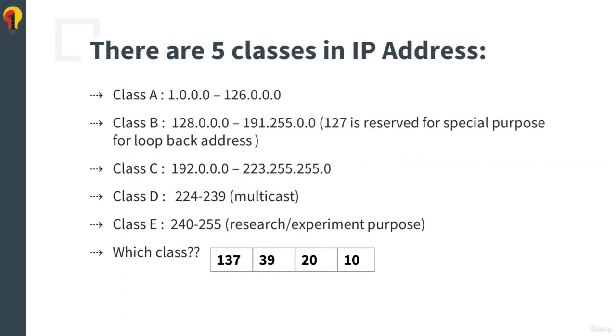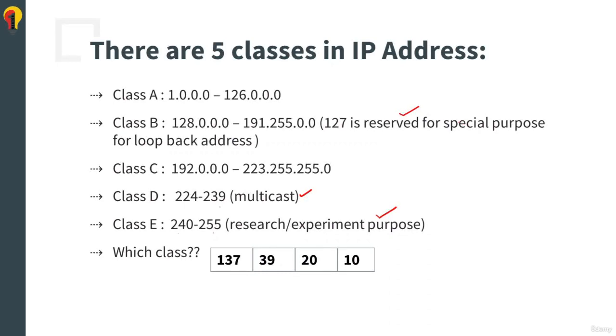There are 5 classes in IP address. Class A ranging from 1 to 126, Class B ranging from 128 to 191, Class C ranging from 192 to 223, Class D ranging from 224 to 239, and Class E ranging from 240 to 255. We are not going to discuss Class D and Class E. Class D is reserved for multicast purpose and Class E is reserved for research or experimental purpose. 127 is also reserved for a special purpose, and that is the loopback address.